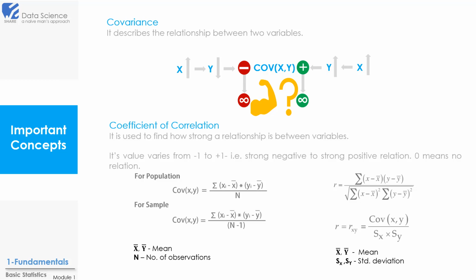Now again, the benefit of using the coefficient of correlation over covariance is that the value of coefficient of correlation lies between minus 1 to plus 1, and the value of covariance lies between minus infinity to plus infinity. So in short, covariance tells us the direction of the relationship, whether it is positive or negative, and coefficient of correlation tells us the strength of the relationship along with the direction. Now let's move on to the next concept.